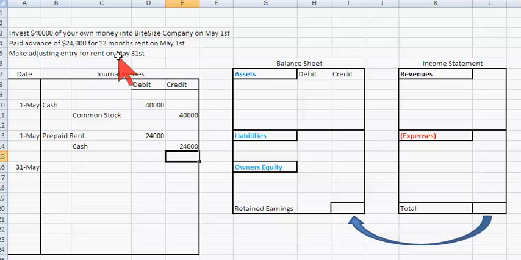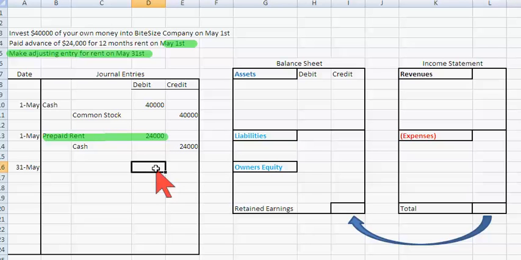Now the next thing says on May 31st, we made an adjusting entry for rent. If you look back, we paid the $24,000 on May 1st. What are we adjusting? We're adjusting this prepaid rent account because this $24,000 represents 12 months. So we have to reduce $24,000 by 1 month's rent. That's $24,000 divided by 12 months, which gives us $2,000. So we're going to have a $2,000 debit to rent expense, and then we're going to credit prepaid rent.